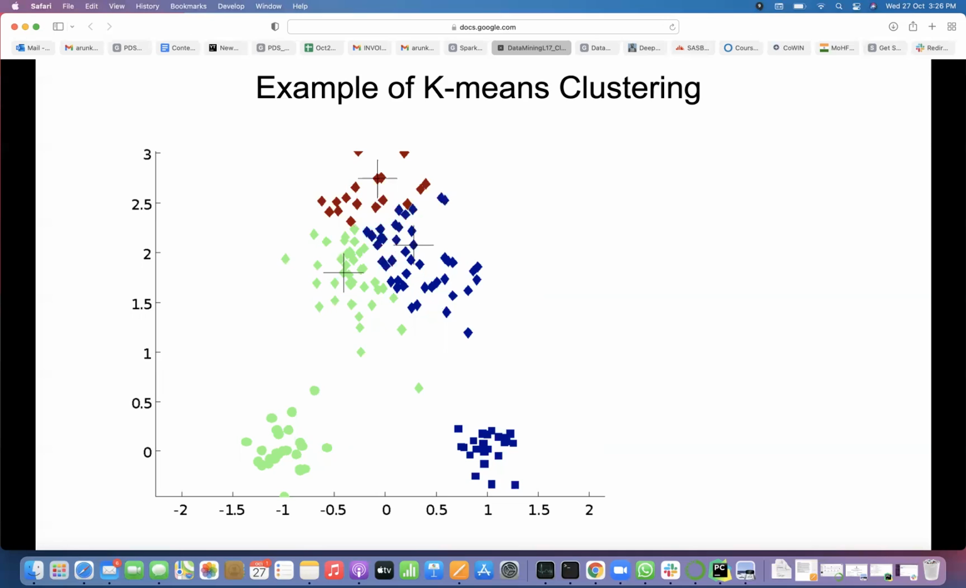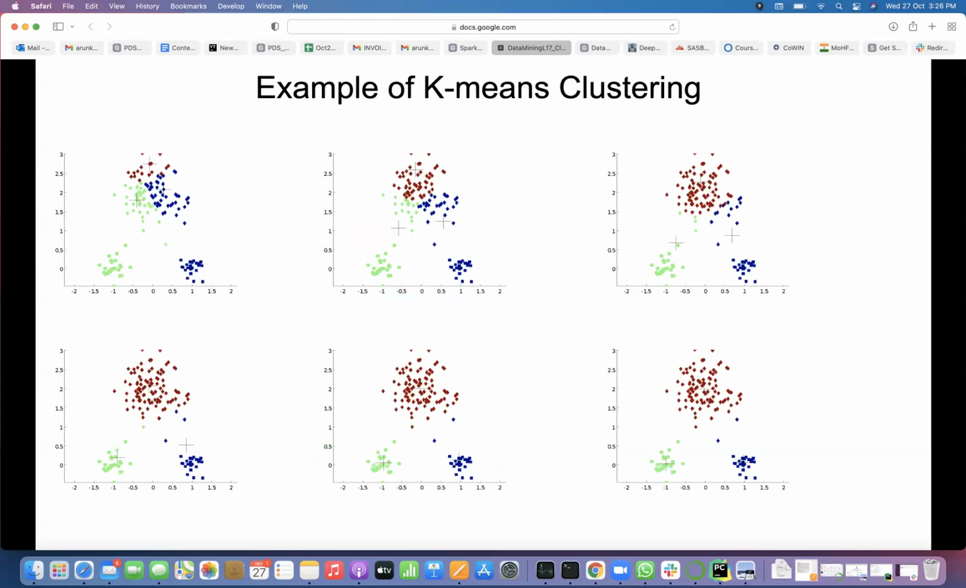Initially you took these 3 as the initial centroids. As you iterate, your cluster centers are changing, and the clusters are also changing. And you get nice, well separated clusters. In this example of k-means clustering, you get the final result after 6 iterations, where there are 3 clusters with well separation.